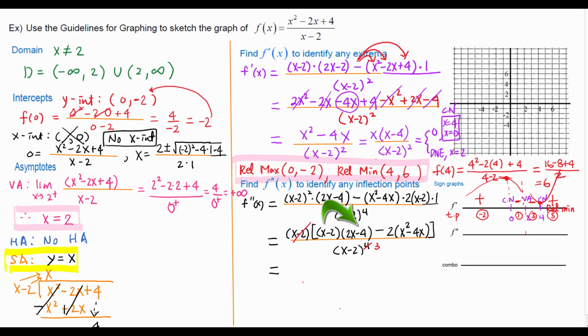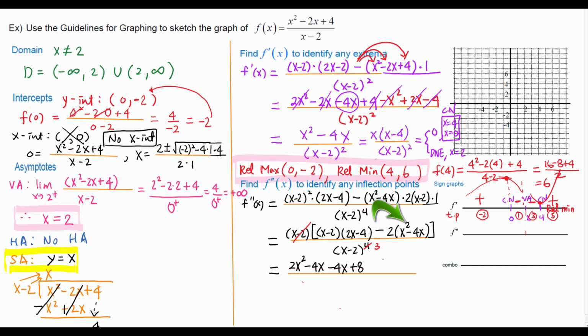And now I'm going to FOIL inside of a bracket and distribute the negative 2 to the second factor. So then it becomes x times 2x is 2x squared. X times negative 4 is negative 4x. Inner 2 is negative 2 times 2x, which is minus 4x. Last and last, make it positive 8.